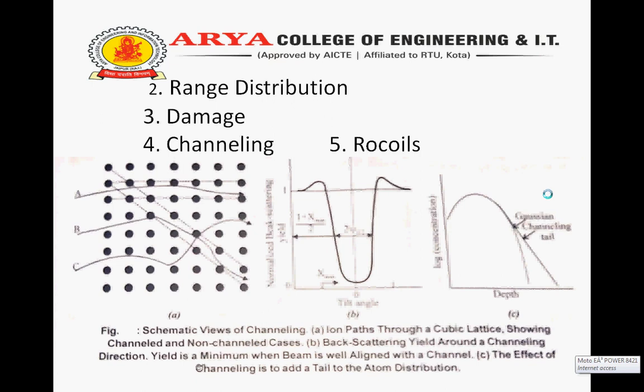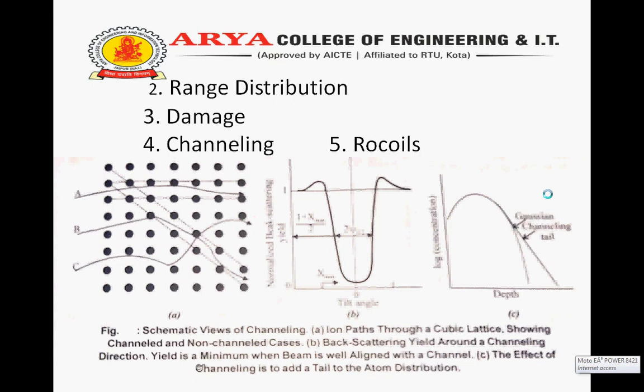This process is called damage because only nuclear scattering damages the target. The amount of damage depends on nuclear stopping power, which is a function of energy. The number of displaced atoms is n equal to En upon 2 Ed, where En equal to nuclear energy, Ed equal to displacement energy.